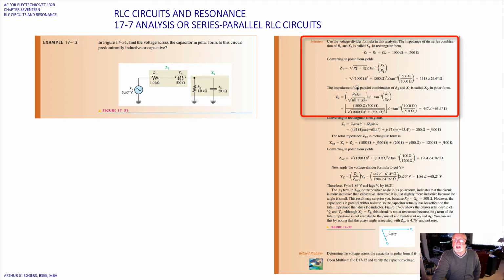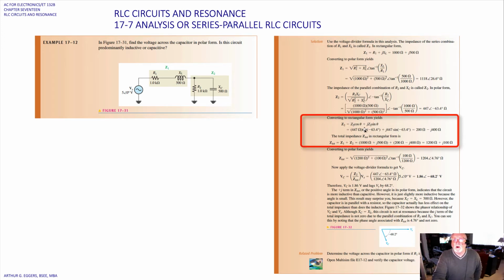Again, this looks a lot like what you've seen before, the product over the sum, the inverse tangent. The difference here is that you've got squared terms and square root terms, and that's going to yield your solution, 447 at an angle of minus 63.4 in ohms. Once you do that, you convert back to the rectangular form. Sometimes that's the easiest way to handle the solutions. It seems tedious, but that's the way that you have to handle them to combine the terms.